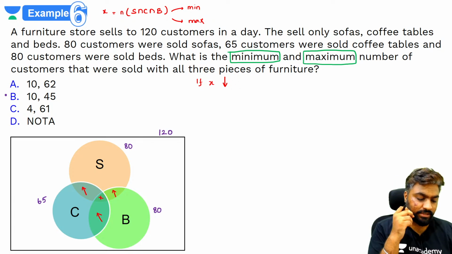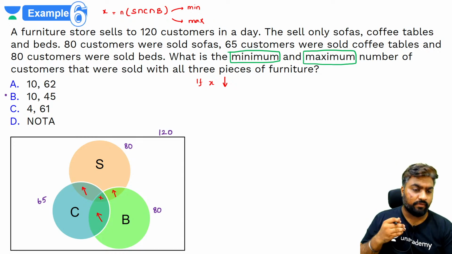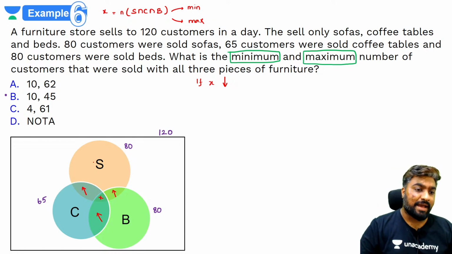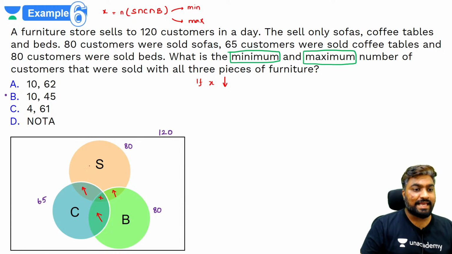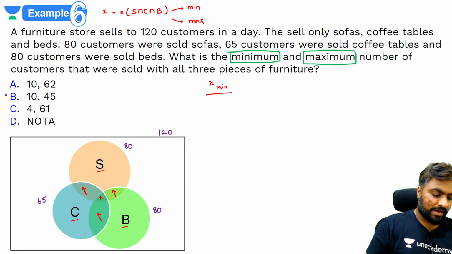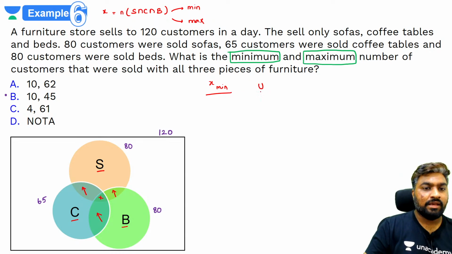Yeah, so what are we going to do? Right, see, look at this. Let's do one thing. Minimum. So we don't want more people buying all the three pieces of furniture. So we should either maximize these terms, or go for what? Understanding of selling only sofas, selling only coffee tables, selling only beds, correct? So for X being minimum, what would you have to do? Out of the total possible people from the universal set, we'll have to remove people who buy only sofa.